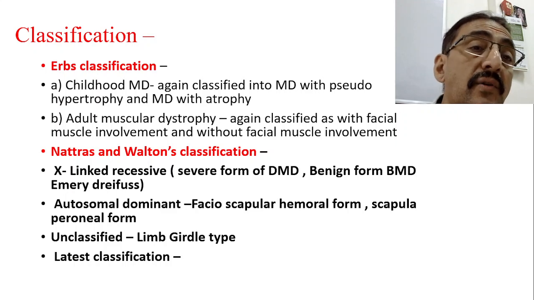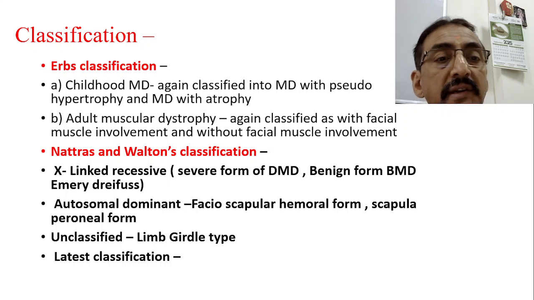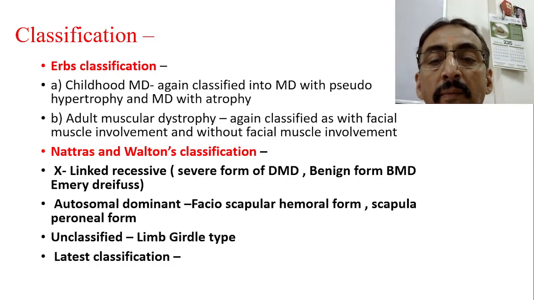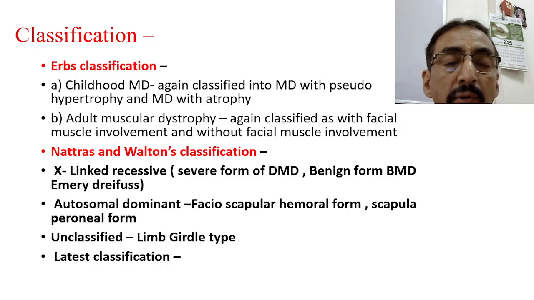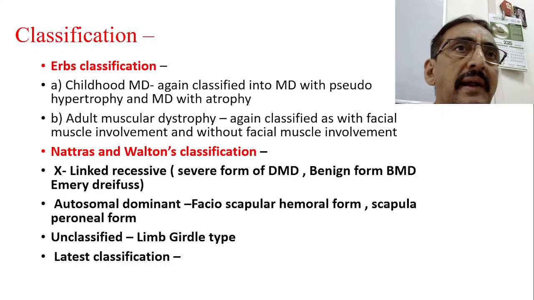So this classification is called Erb's classification. Similarly, one more type of classification is there, Nattrass and Walton's classification. This classification depends upon other criteria, like whether the muscular dystrophy is X-linked recessive. For example, DMD, the benign form of the DMD, and Emery-Dreifuss are all X-linked recessive disorders. Similarly, autosomal dominant muscular dystrophies, facioscapulohumeral form, then scapuloperoneal form, etc. One more type is unclassified, where limb girdle dystrophies, etc. will be there. They are unclassified.